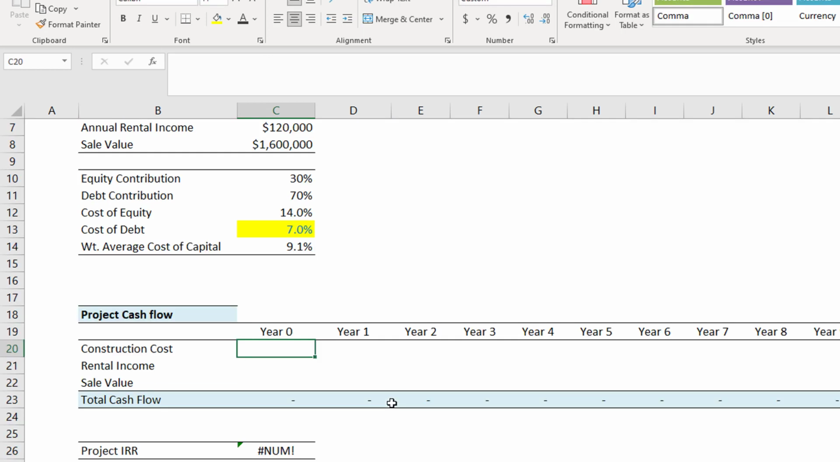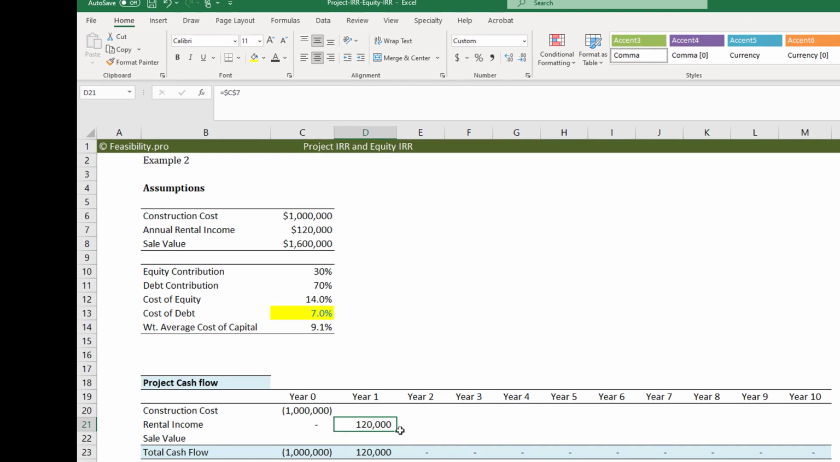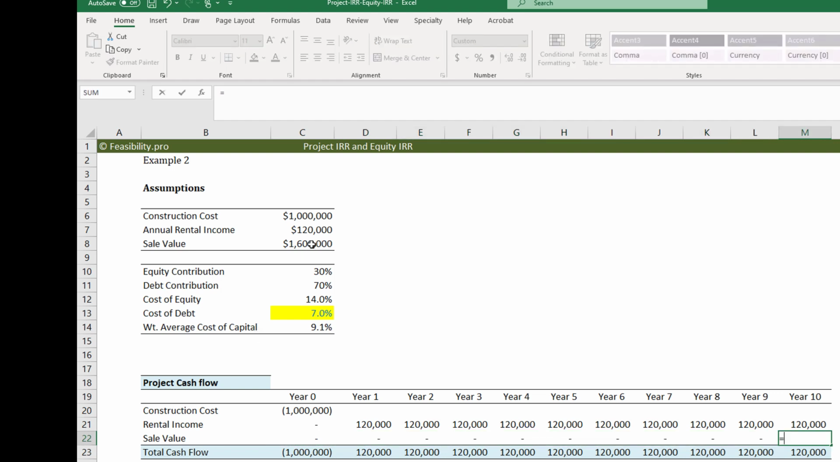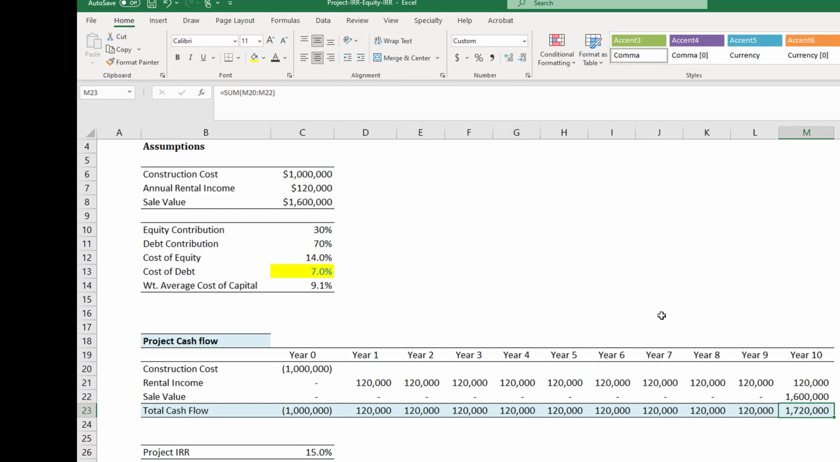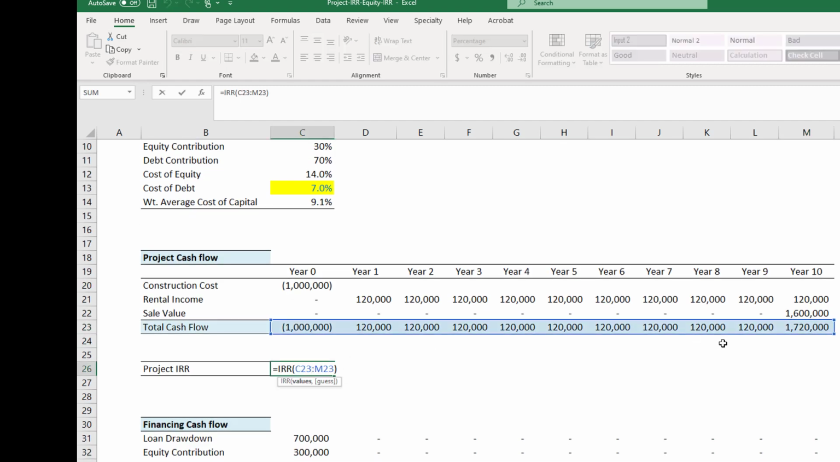Now again, let's construct the project cash flow. You have the project construction cost, which will happen in year 0, and then starting next year you have rental income, which is around 120,000. I'm just saying that this remains constant as in my previous example, so it will remain the same up to year 10. And in year 10, I'm going to sell this asset for 1.6 million as previously agreed. So my project IRR is obviously from the same cash flow. I use the same formula, and it gives me the same 15%.